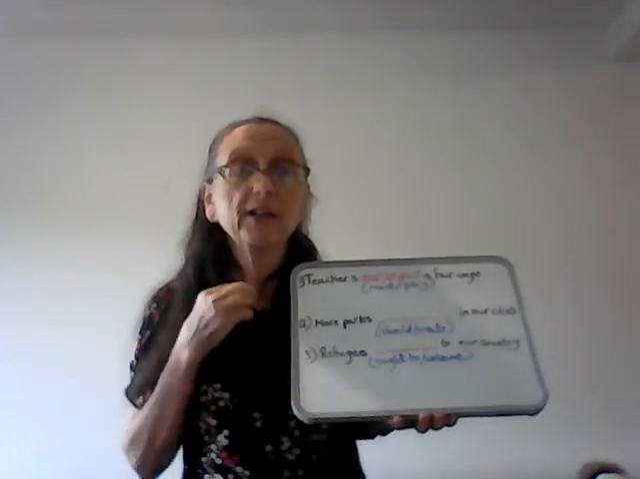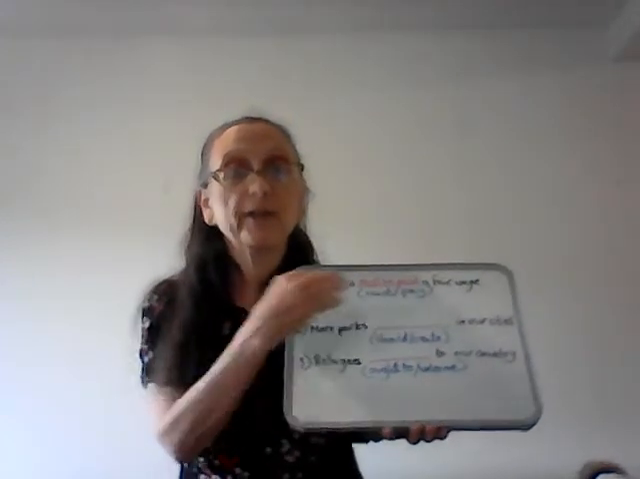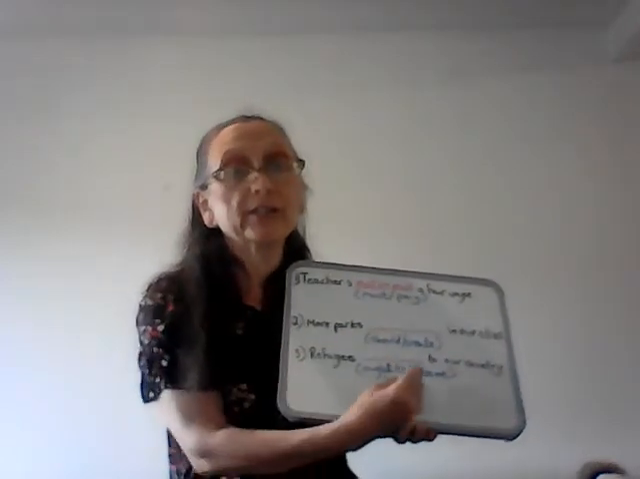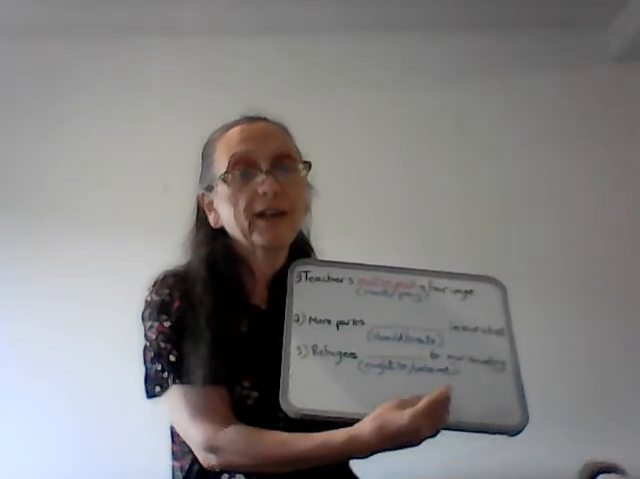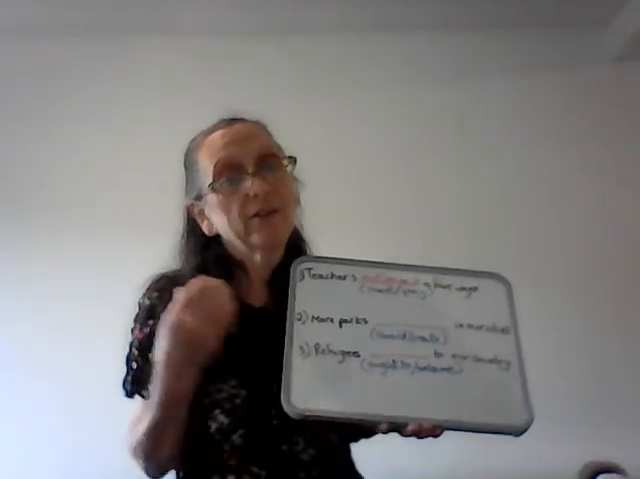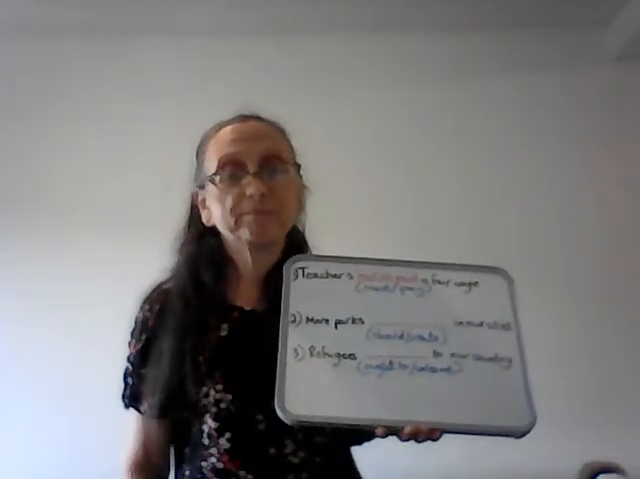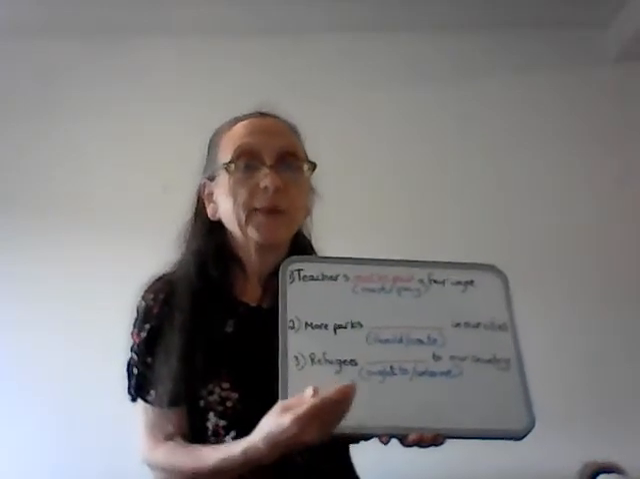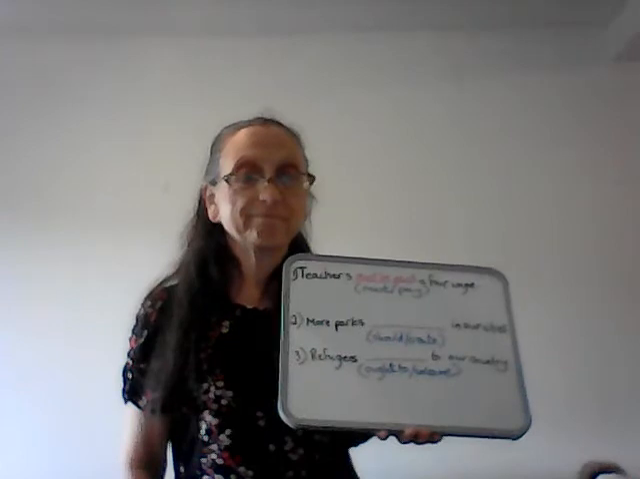We don't have a subject in our sentence, only an object, because our focus is on who the action is done to and the action itself, rather than who is doing the action. That is what we call the passive voice.